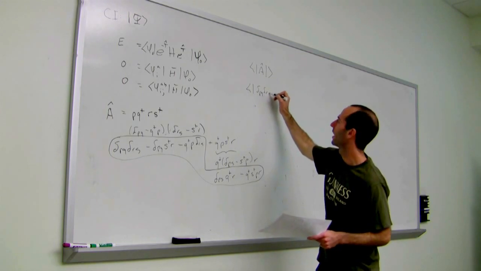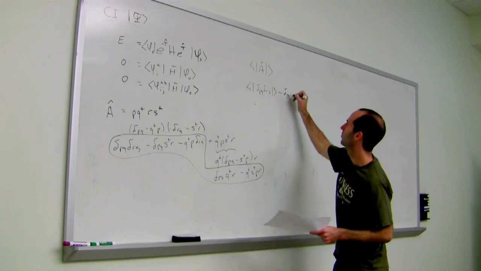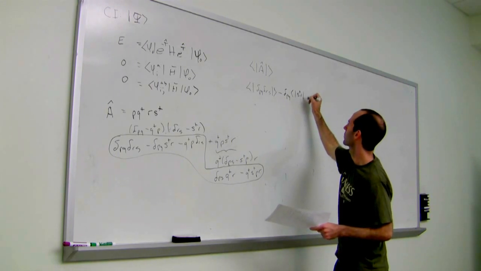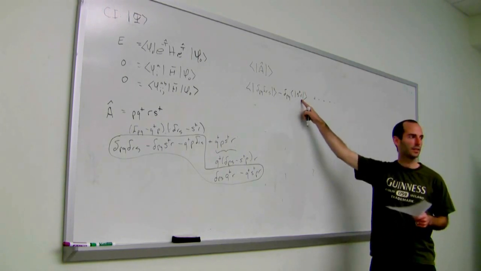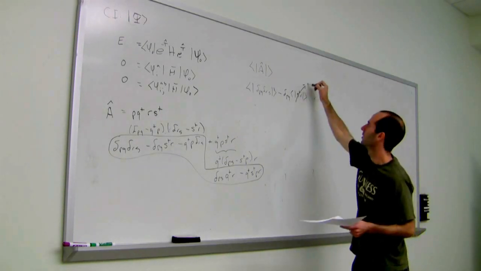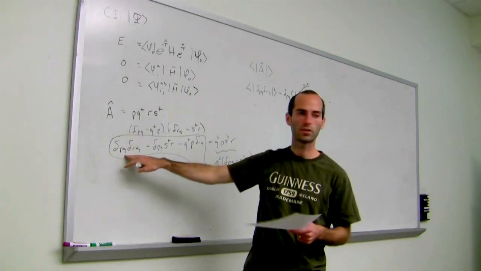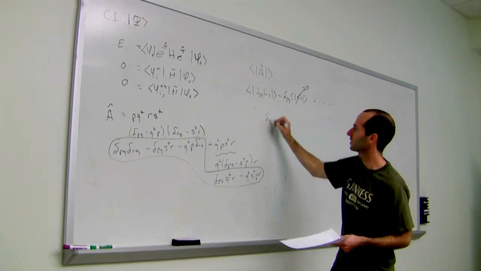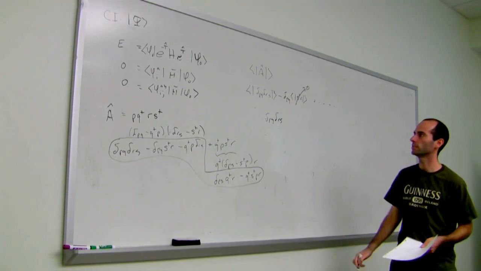Delta PQ delta RS. I'm only going to write one of the terms, minus delta PQ S dagger R, plus the other terms. What happens when I act on the vacuum state with an annihilator? Zero. So the only term that survived was the term that had no creation or annihilation operators left in it. So we know the expectation value of this operator with the vacuum state is just delta PQ delta RS. Pretty cool. That fell out really easily.